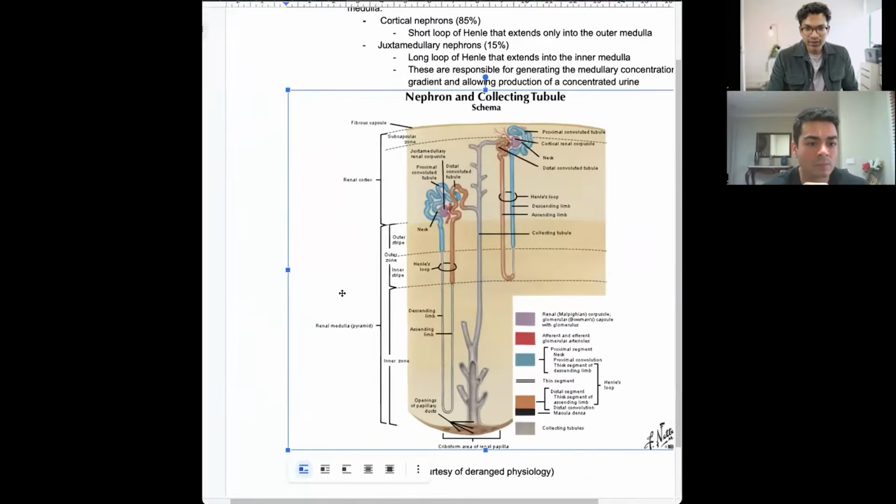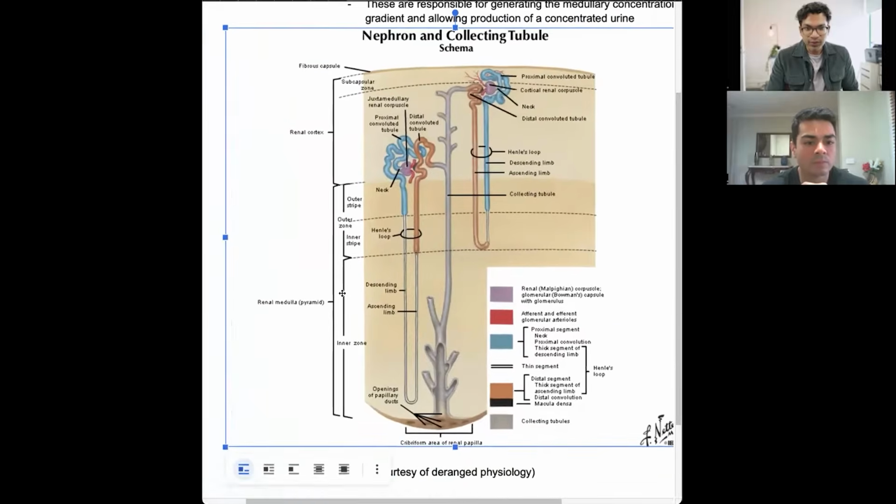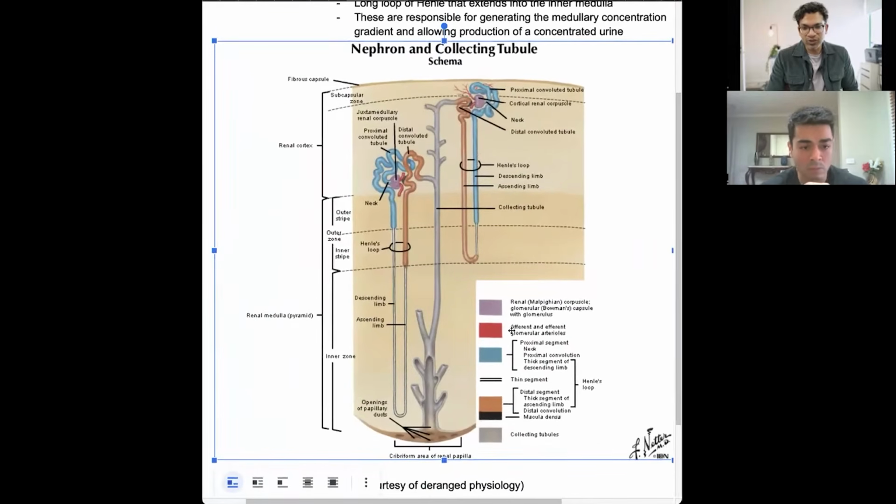Yeah, beautiful. And it's probably worth, just for YouTube viewers, I've got this great picture from Netter's that you put up here, which is a really good pictorial representation. You've got the normal cortical nephrons, and then the juxtamedullary nephrons here. This long loop of Henle is what allows you to have an immensely concentrated urine, and that's only 15%.